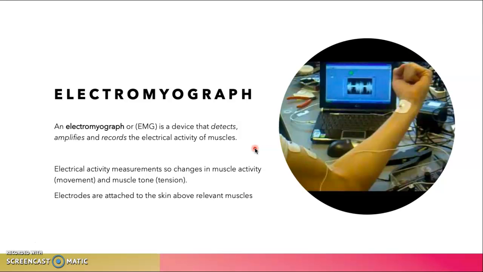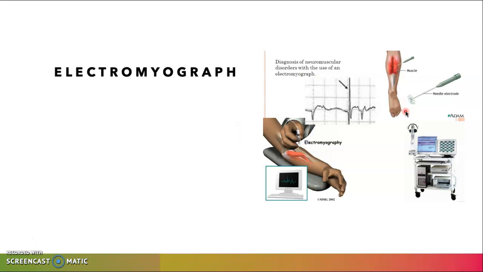the movement. And as you can see in that picture as well, the electrodes are attached to the skin above the relevant muscles. So there you can see there's an electrode here and here on the bicep and over here on the wrist. And it just depends on what sort of measurement you're trying to take as to where you will put those electrodes. And you end up with an image very similar to an EEG. So again, you're going to be looking for the amplitude and frequency of those waves. The higher the amplitude and the higher the frequency, the more activity and tone you are recording.